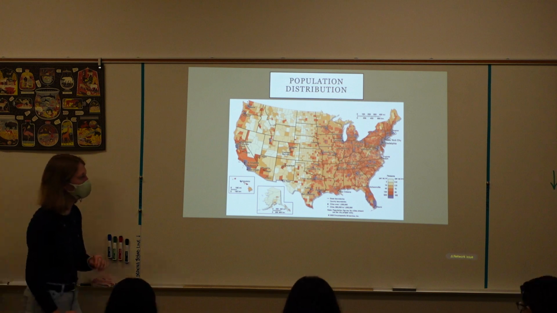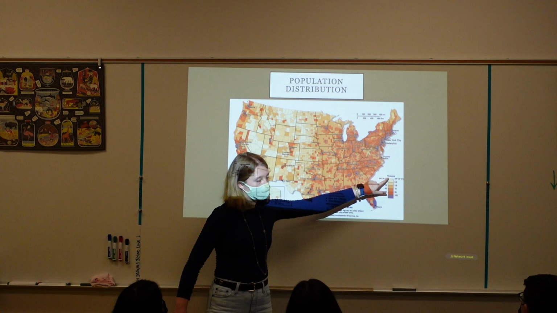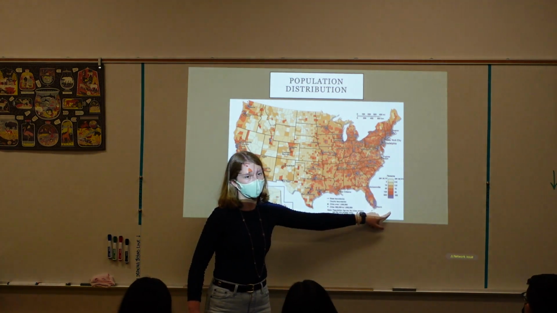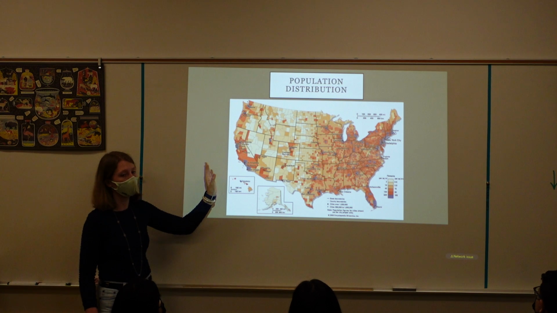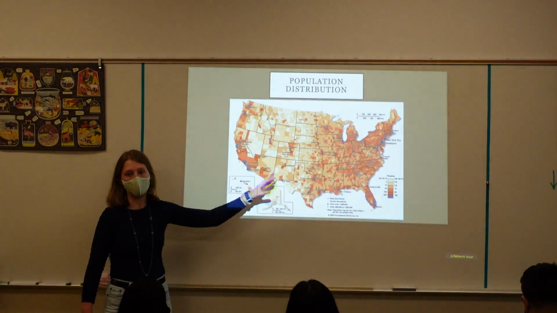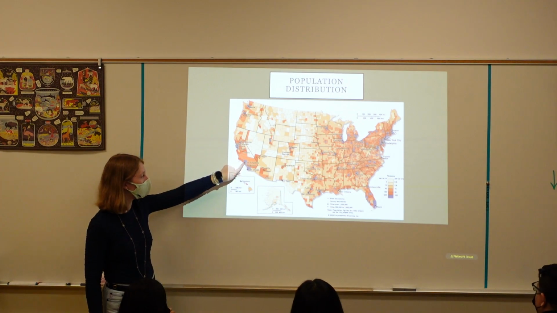Now this is a distribution map. So again, it still has the density factor with the different scale of colors, but it's also showing you location-wise where people tend to be more concentrated or less concentrated. Okay, so we're here, this is us.